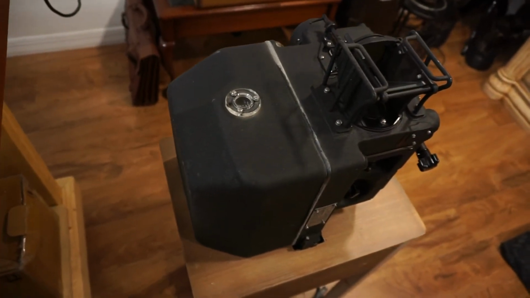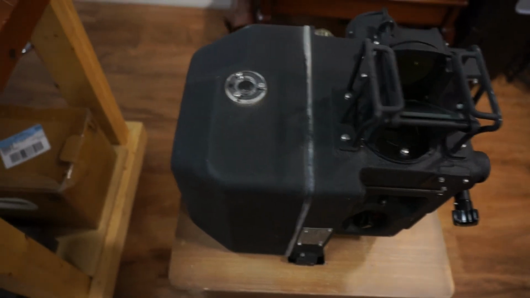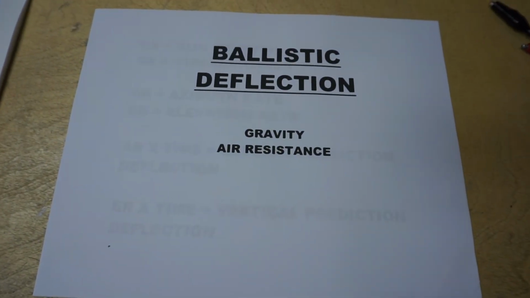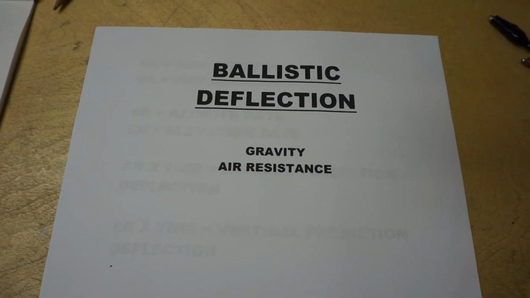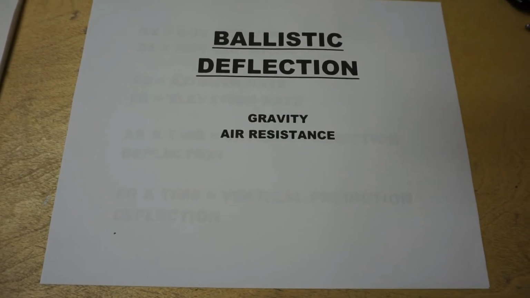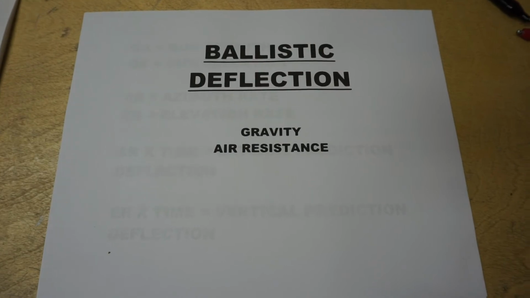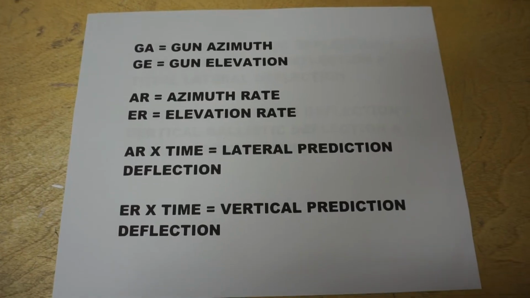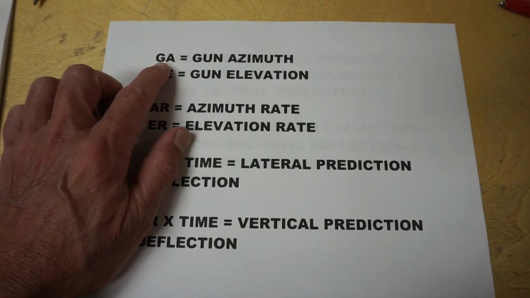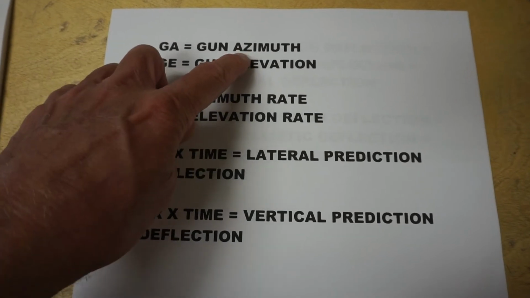The Gunsight, with its many hundreds of gears and rotating shafts and cams, was able to solve for the ballistic deflection, and it was set internally to assume an airspeed for the bomber of 200 miles an hour, 50 caliber bullets, and an altitude of 15,000 feet. Here's where things get a little bit complicated. GA is gun azimuth and GE is gun elevation, or horizontal and vertical.